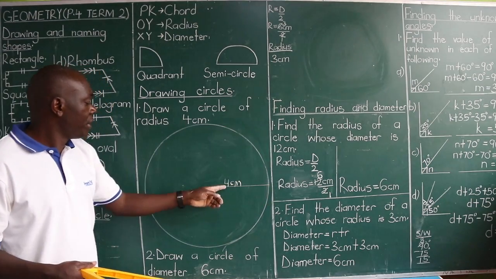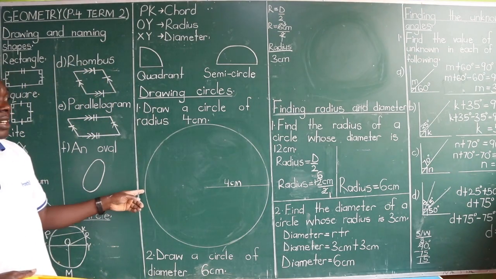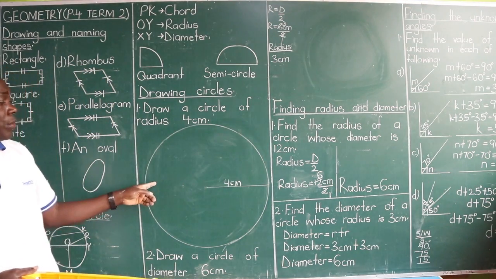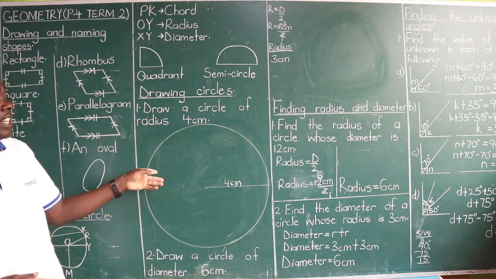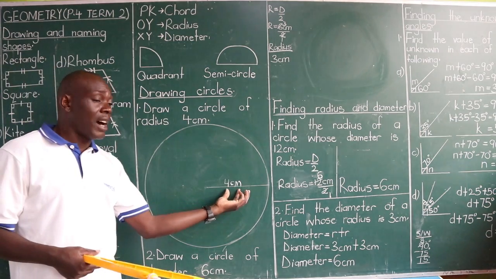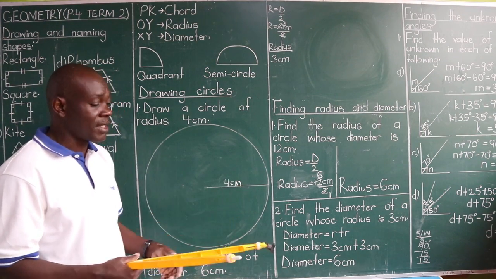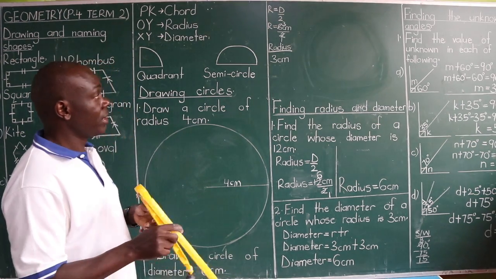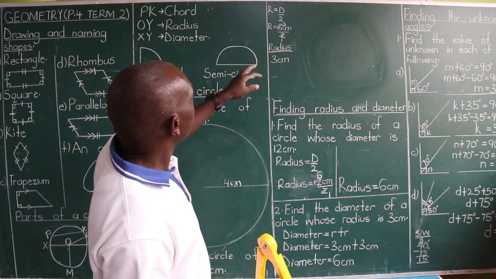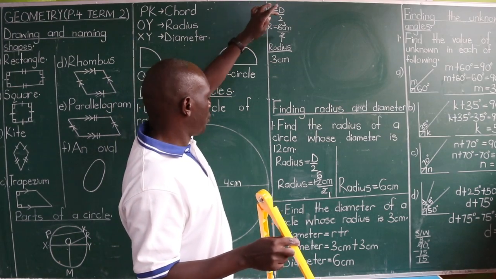The whole line from here up to here will be called diameter. So it will be 4 plus 4, which will make 8. So if I had been given 8 here, we will first divide 8 by 2, so that we first get our 4 centimeter radius, and it's the one we measure. We always measure the radius on the ruler. So we say radius equals diameter divided by 2.